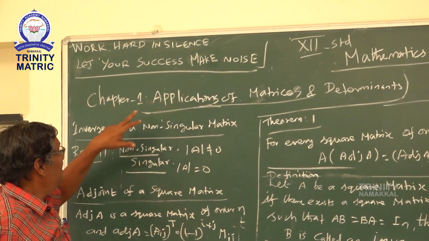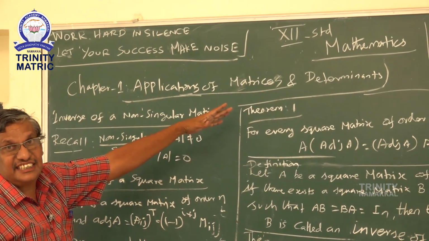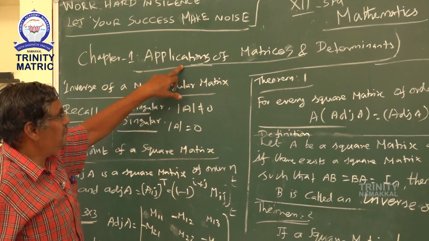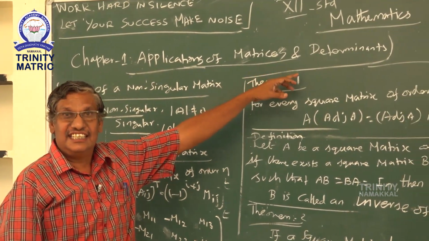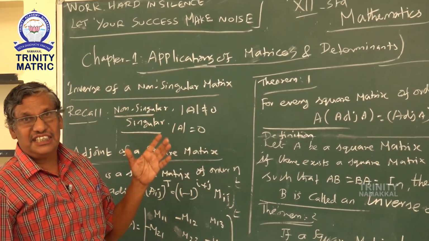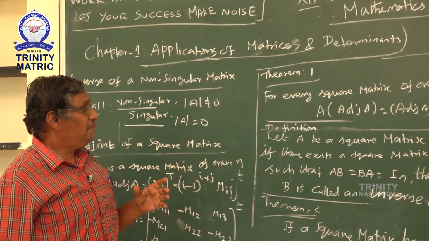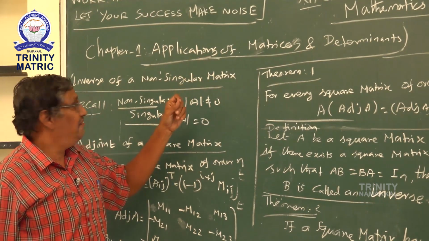Now I am going to take the first chapter, that is Applications of Matrices and Determinants. First of all, to study the application, you should be well versed with the words matrices and determinants. Matrices means arrangement of numbers in rows and columns. Determinants can be reduced to a single value, but matrices cannot be reduced to a single value.